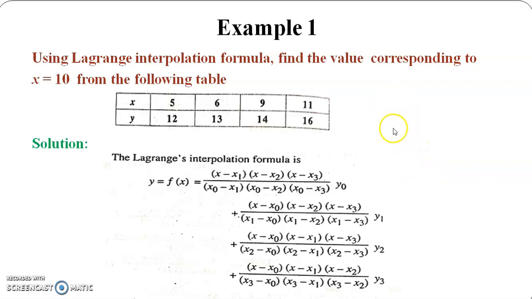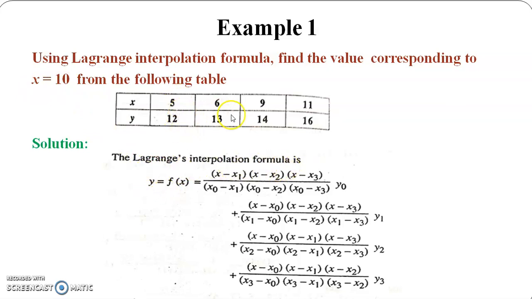Example 1. Using Lagrange interpolation formula, find the value corresponding to x equal to 10 from the following table. So here we have two variables x and y. X values are given, corresponding y values are given. We are going to find y value when x equal to 10, right? So first we write the Lagrange interpolation formula.